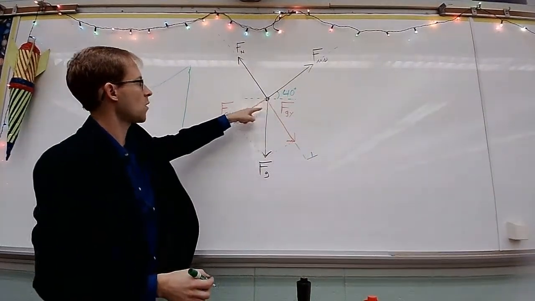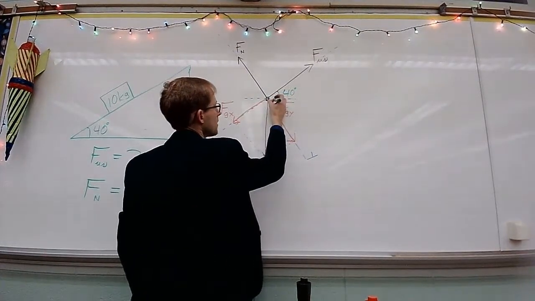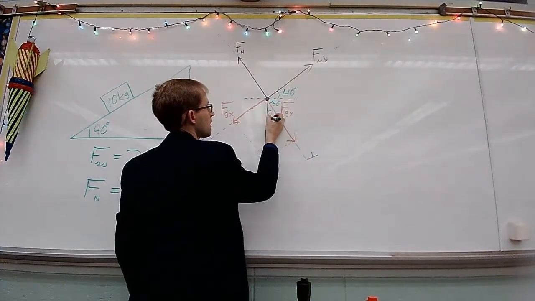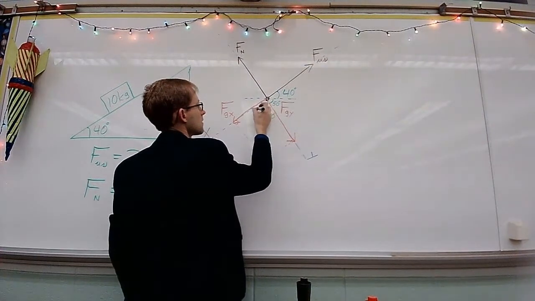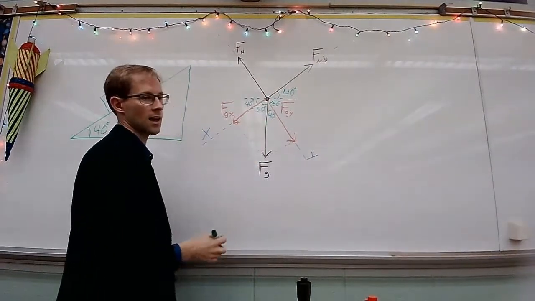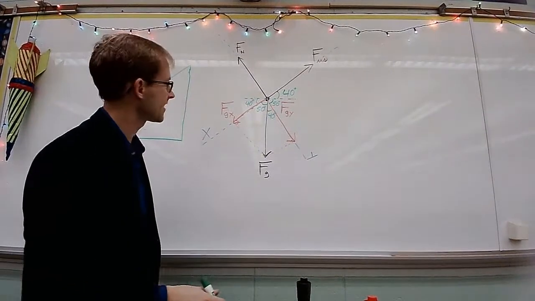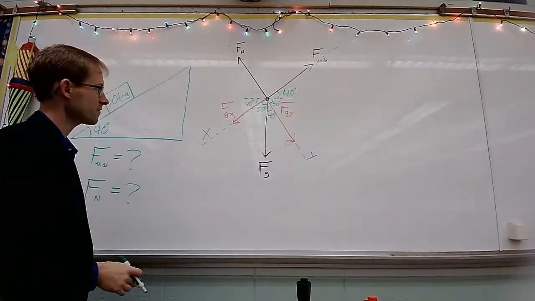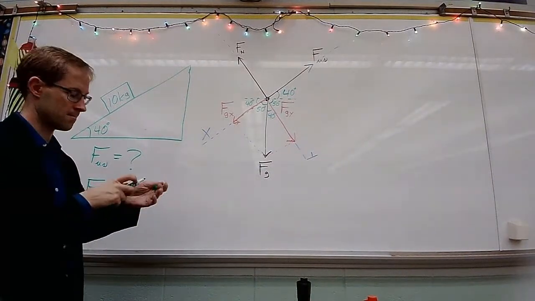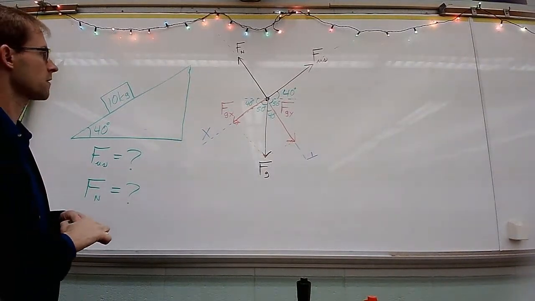And as you go around, these angles must add up to 90. So if that's 40, that means this is going to be 50. And 40, 50, and you get the idea there. And this is your completed force diagram with all 4 colors.